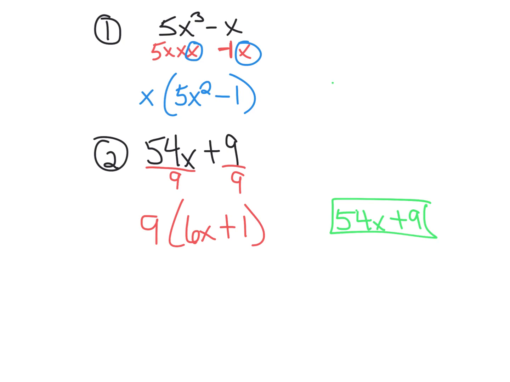Same up here. 5x squared times x gives me 5x cubed. -1 times x gives me -x. It should get you back up to the beginning.